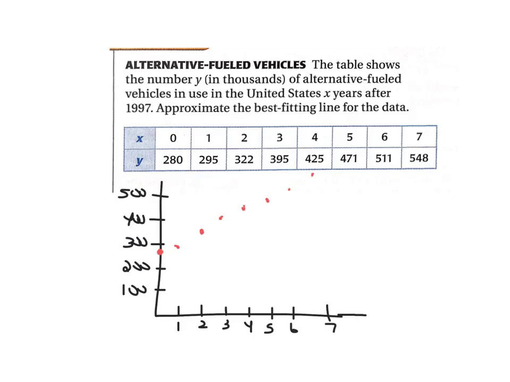And the last slide says, the table shows the number in thousands of alternative fueled vehicles in the United States, x years after 1997. So basically that means electric cars and hybrids, and you can see since 1997, in thousands, those cars have really gone up. I went ahead and graphed this for you. The x is the years since 1997. So that one right there represents 98, 99, 2000. And going up, I put the number of thousands of cars that are in use. Obviously it's positive, and this is approximately the best fitting line.